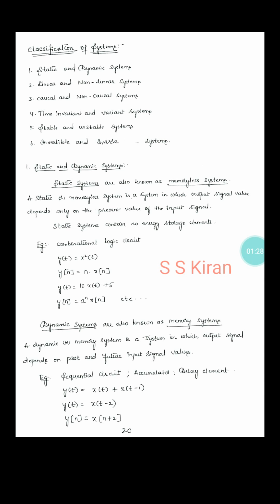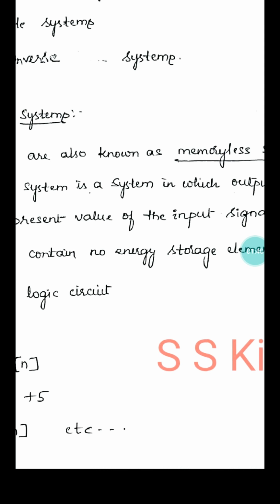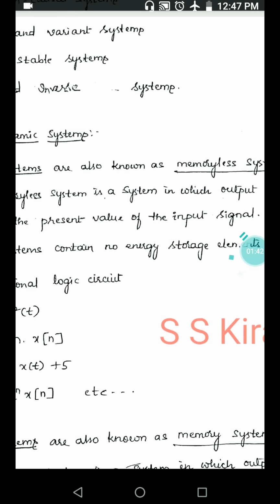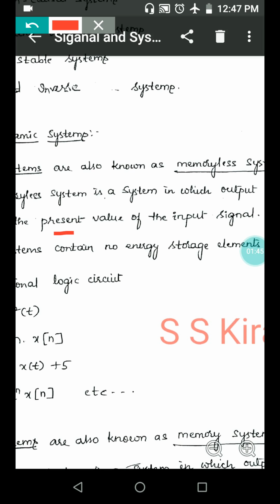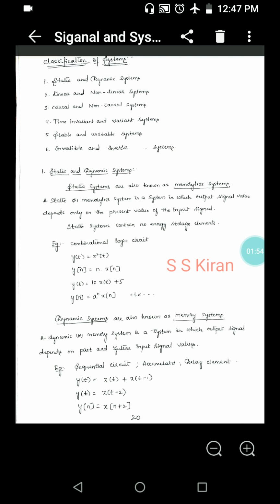What does the definition say? A static or memoryless system is a system whose output signal value depends on the present value of the input signal. Please underline this point: present value of the input signal. I think you can understand, right? Now see some examples of how it depends on the present value of the input signal.